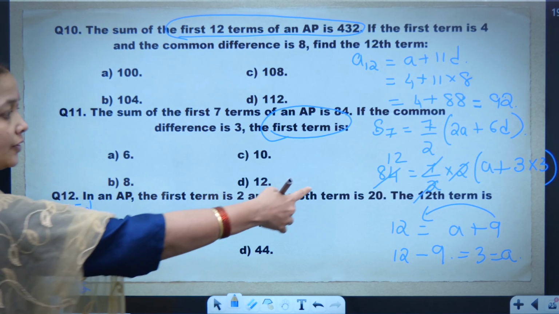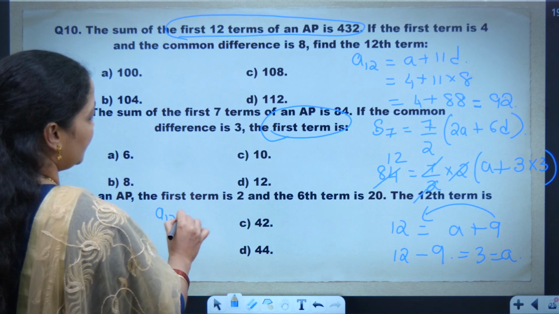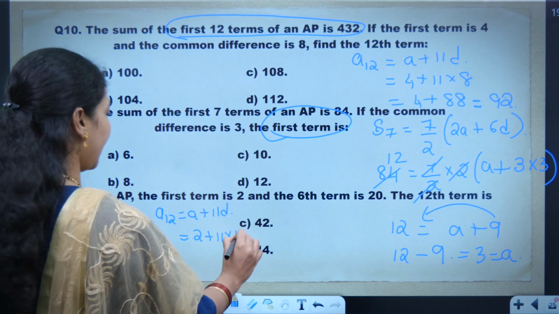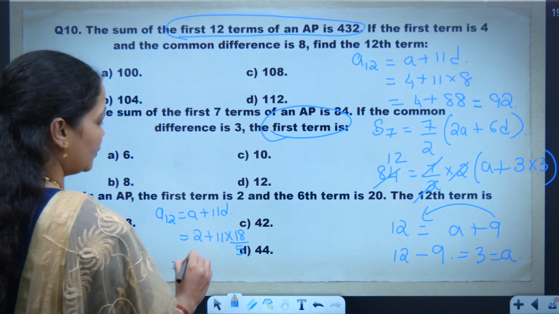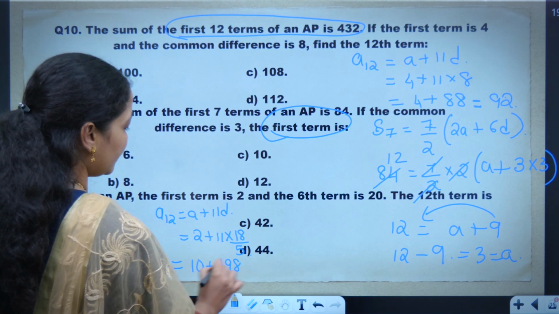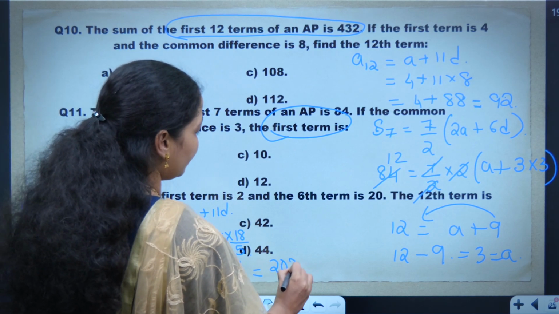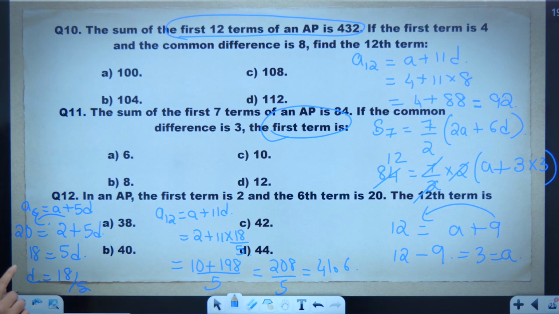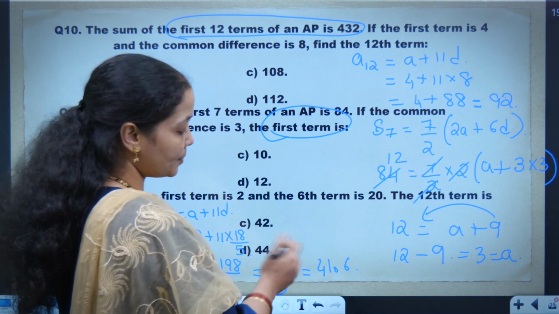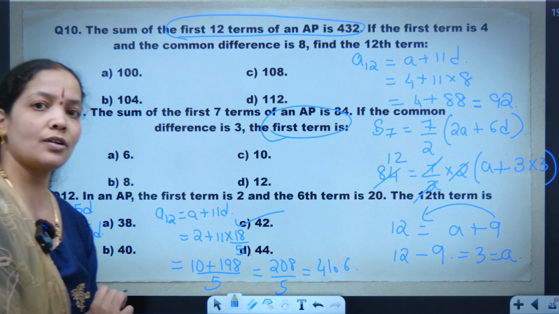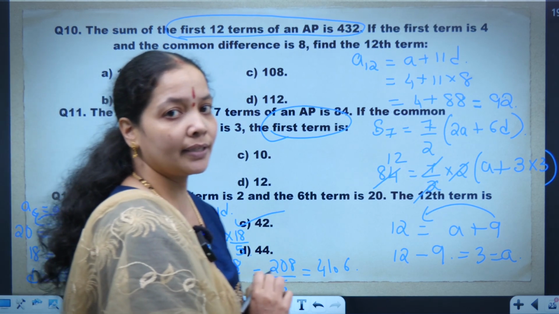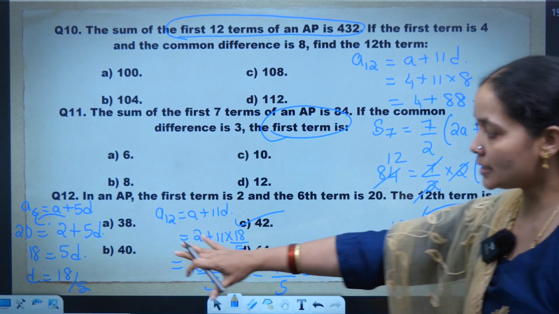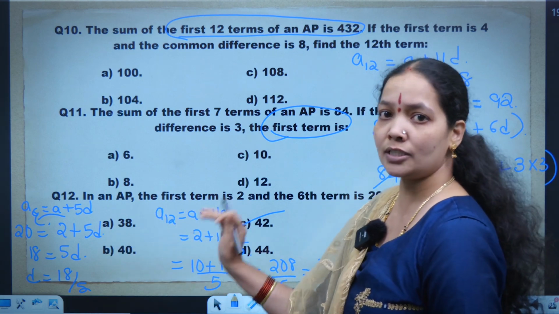Once I find D, I have to find the 12th term. So A12 equal to A plus 11D. A is known, 2, 11 into D is 18 by 5. I'll take LCM here, 5 2s is 10 plus 198 divided by 5 is giving me 208 by 5, which is 41.6. If I look at the options, I don't have 41.6, so the nearest option which is matching is rounded off to 42. So option C will be my right answer in this particular question. If the answer is given in decimal or fraction, look into that. If some fractions are specified here, divide that and go for the nearest one and choose the right answer.